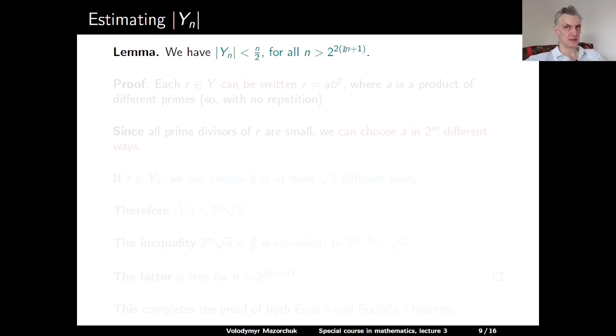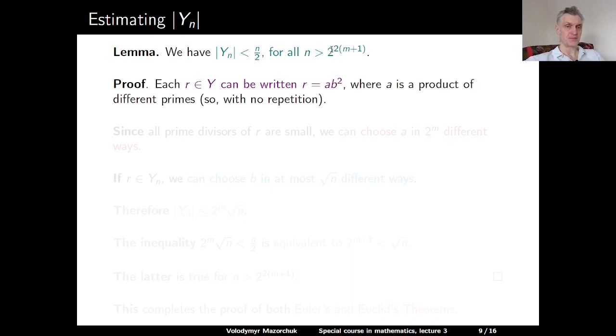So m is the number of small primes. Proof: each element in y can be written in the form a times b squared, where a is a product of different primes, and so there are no repetitions, there are no squares inside a. So you can write any positive integer as something which is not a square times a square.